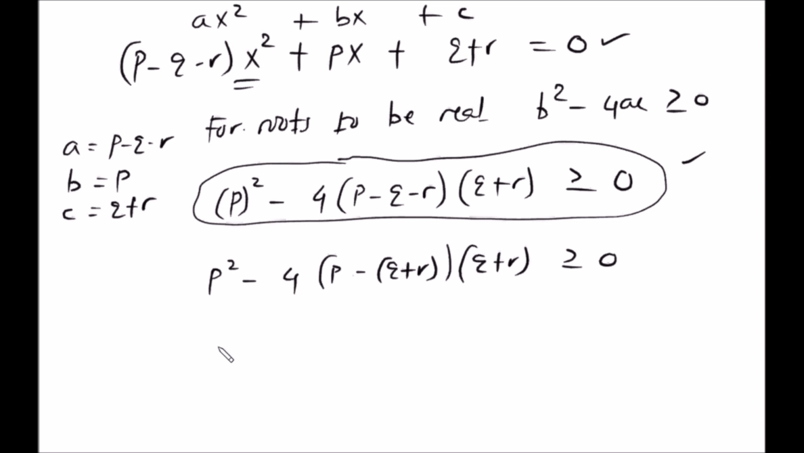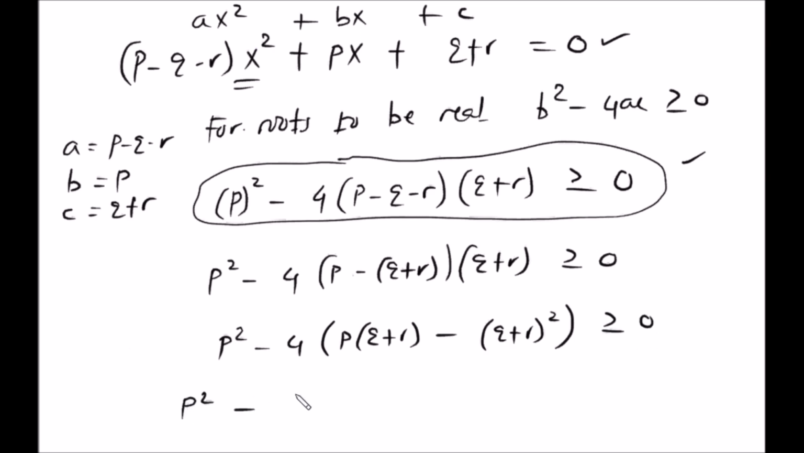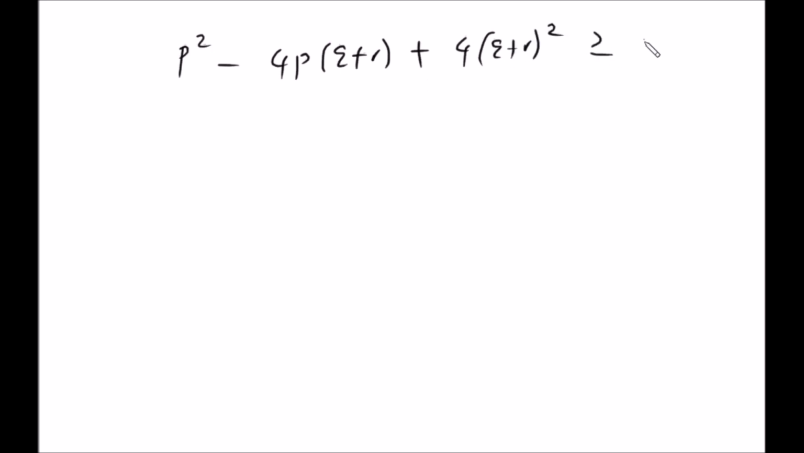So ingiza hii qr ndani, itakuwa ni p squared minus 4 toka na p q plus r toa q plus r squared is greater or equal to 0. So ingiza hii 4 ndani, tutakuwa tuna p squared minus 4p q plus r plus negative na negative, yani 4q plus r squared is greater or equal to nini? 0. Kwa tumefika somewhere hapa, tumesema ni p squared minus 4p q plus r jumlisha 4q plus r squared is greater or equal to 0.